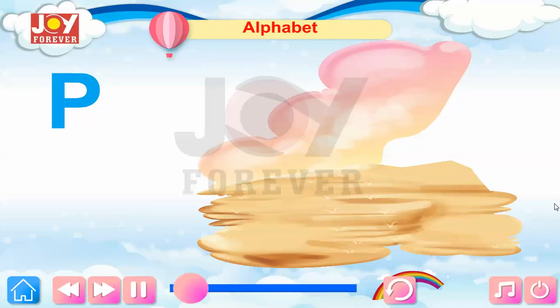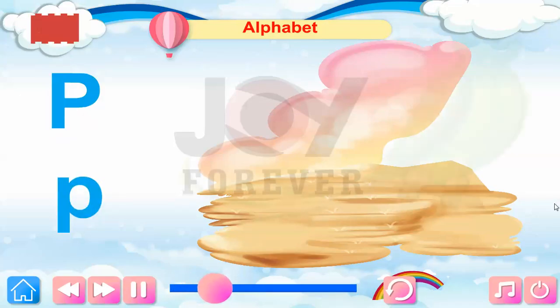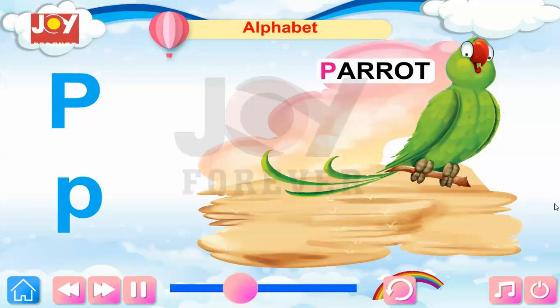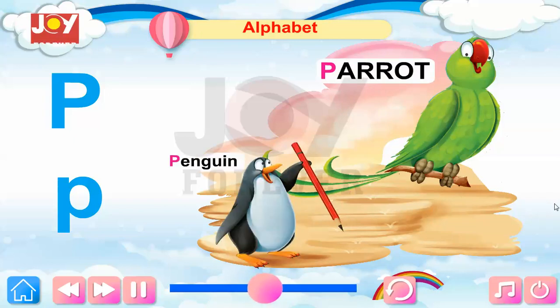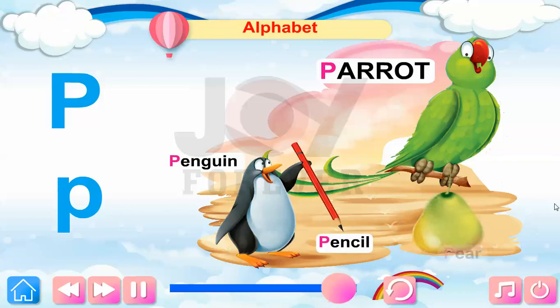Capital P, small p. P for parrot. P for penguin. P for pencil. P for pear.